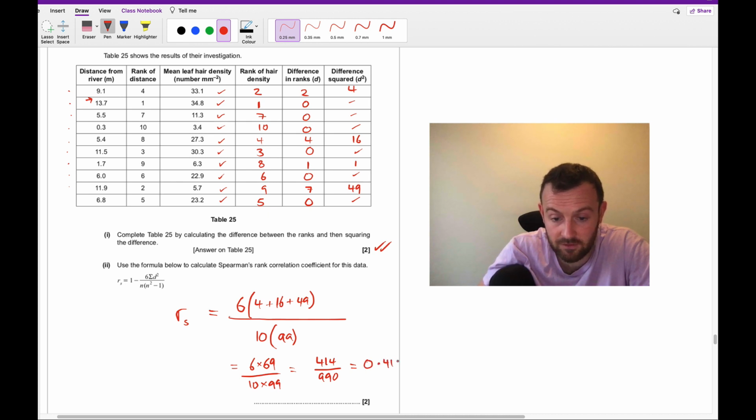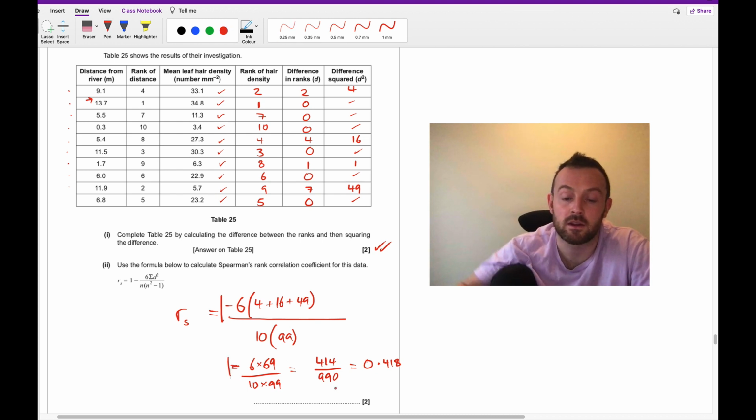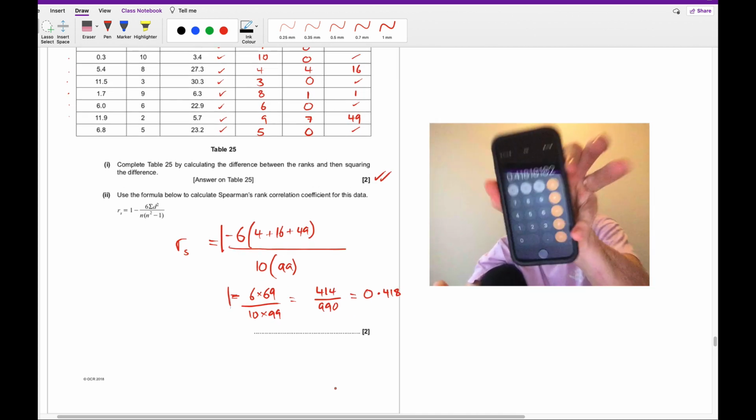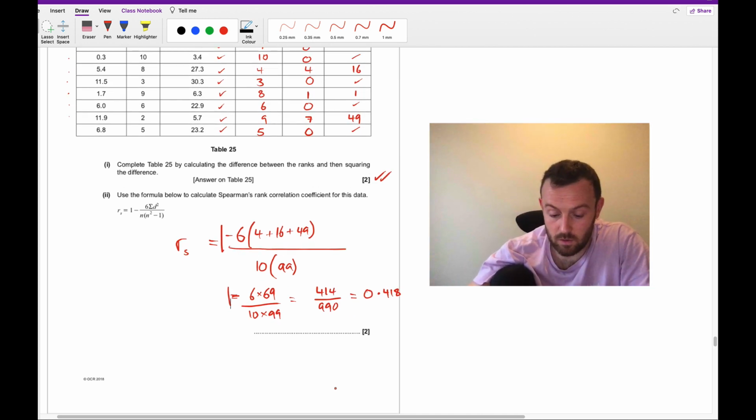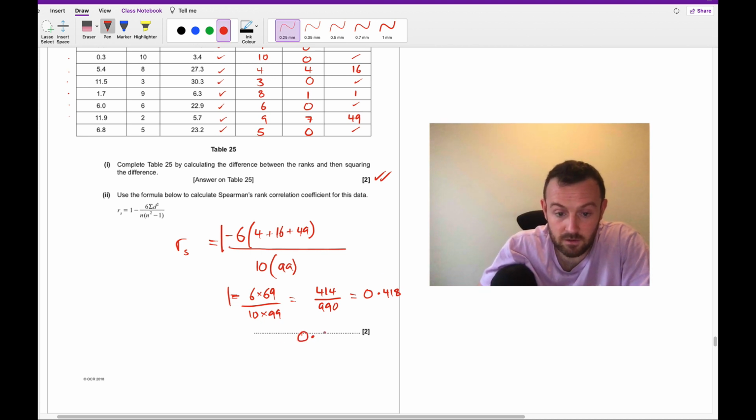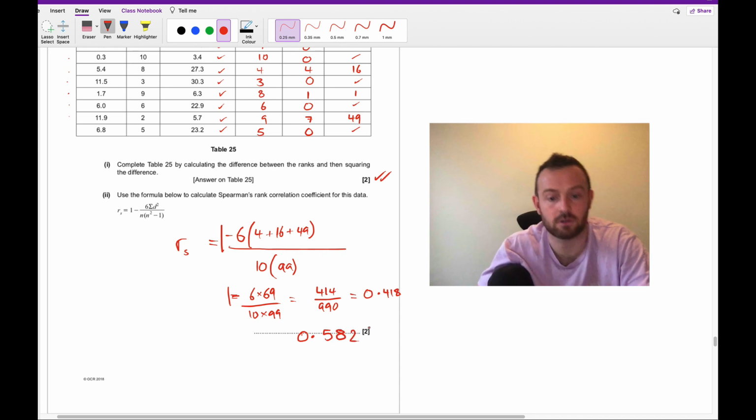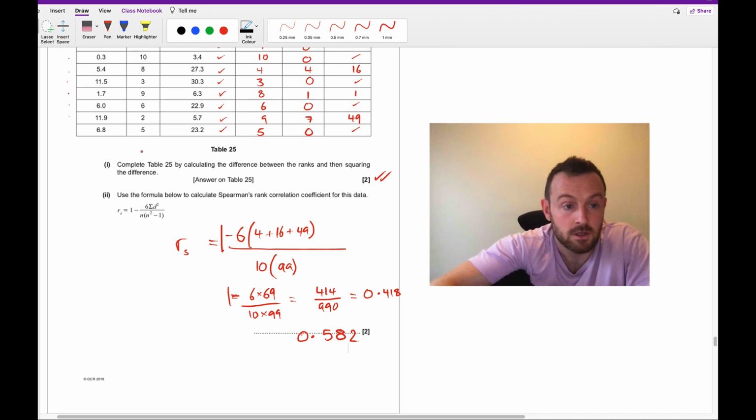Now, there's one thing which I haven't done. Actually, my working is not very clear. 1 minus that. So I've got to take this away from 1. So what's 1 minus what I've got in my calculator here? 1 minus 0.4181 is 0.582. It doesn't tell me how many decimal places, so let's keep it to 3 decimal places. 0.582. Let's check the mark scheme.